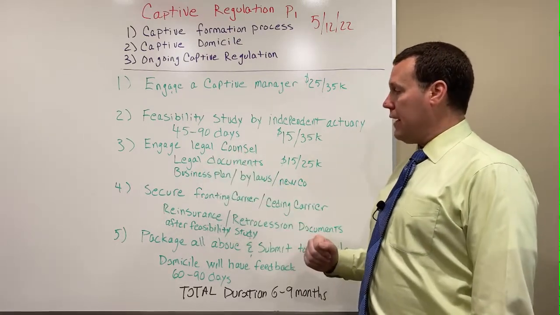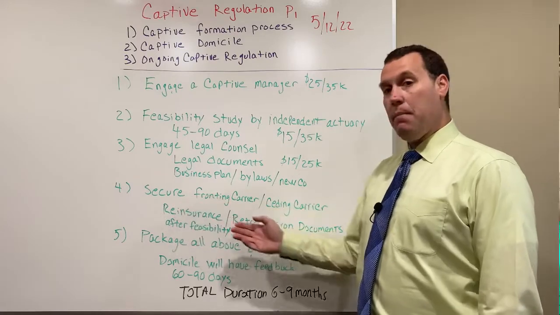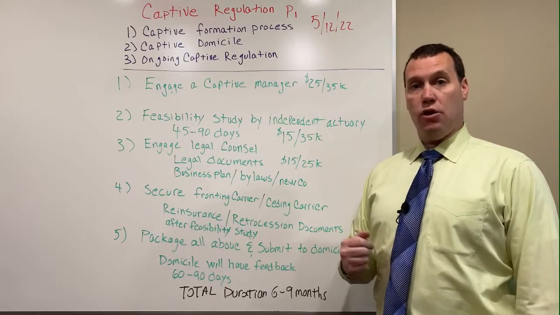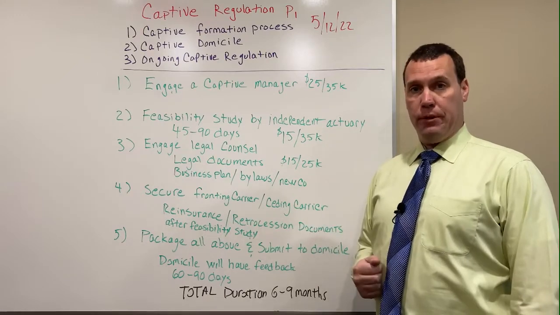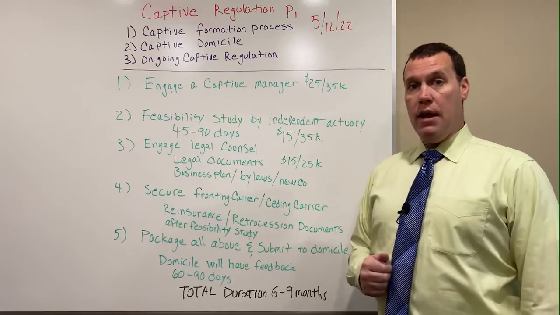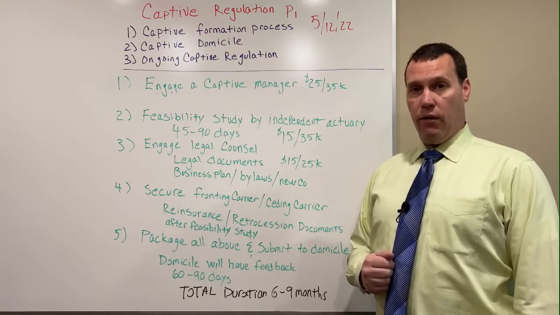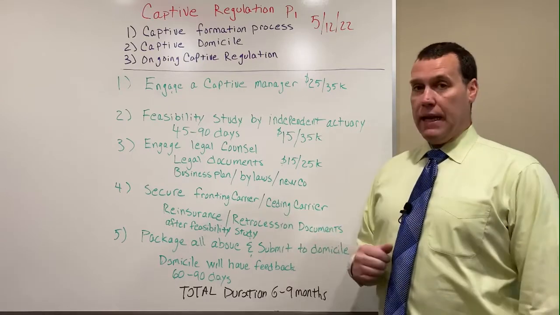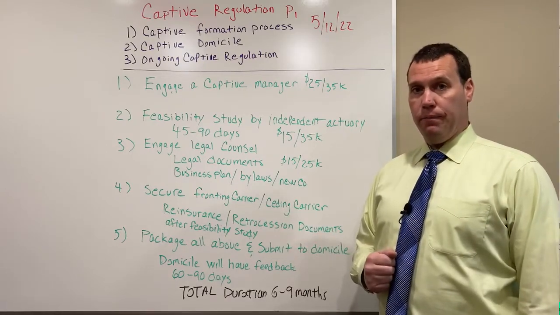Once the feasibility study is done, the next step is the captive manager will go out to the various insurance markets and start building relationships. If your captive is a reinsurance captive, it will need a fronting carrier. If your captive is a direct writer, it will need a ceding carrier.